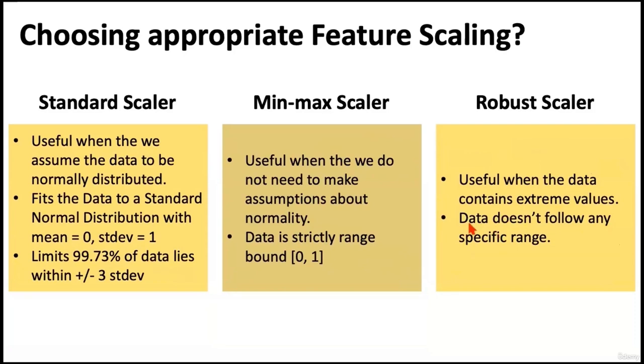Once again, robust scaler does not follow any specific range. It tries to accommodate the values as they are, but does not follow any specific range, nor does it follow a specific distribution like standard scaler. So it's neither following the distribution like standard scaler, nor is it following a strict range.